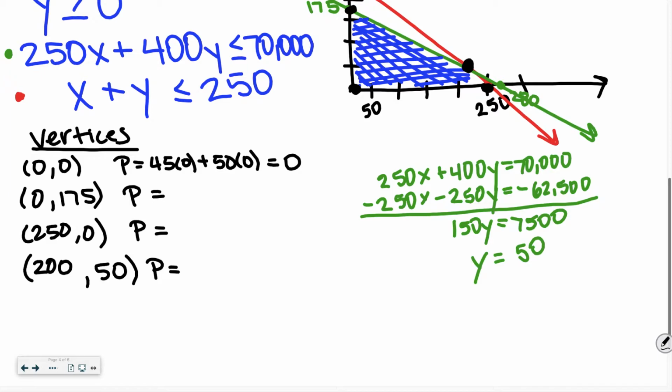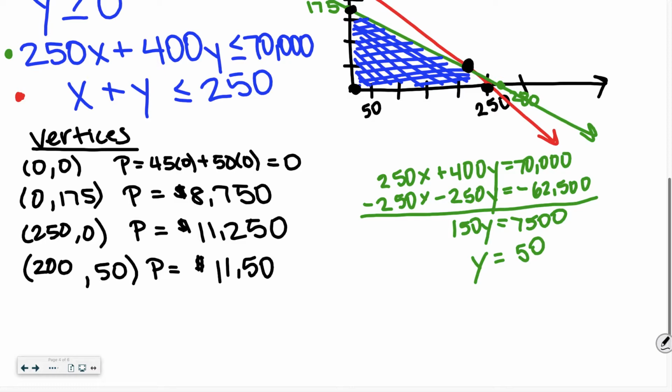What's our profit at 0, 175? 8,750. Shake your head if you agree. Pods 1, 2, and 3. Okay. Someone from pod 5 or 6. What's our profit for 250, 0? 11,250. Shake your head yes or no if you agree. Excellent. Pod 7, 8. 11,500. Shake your head if you agree.